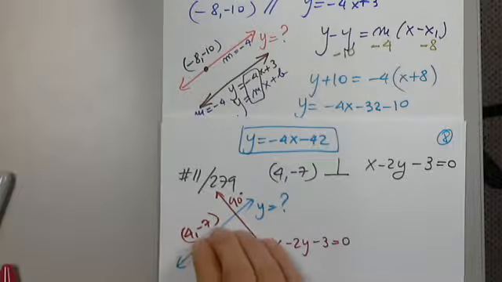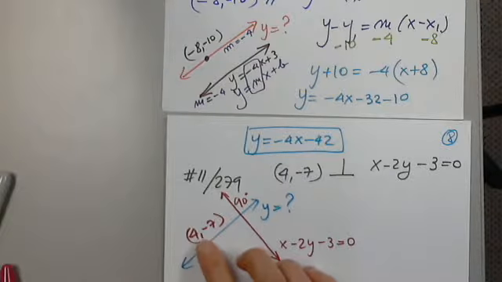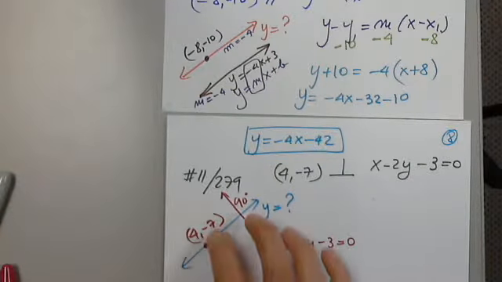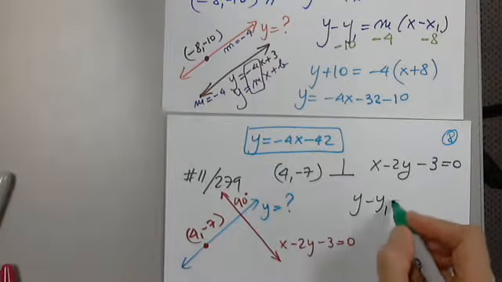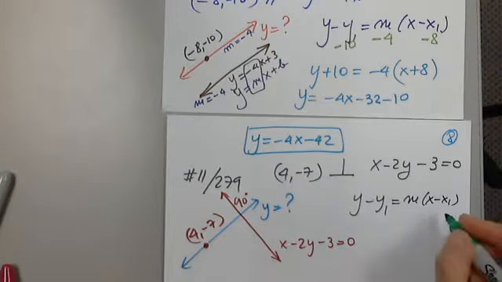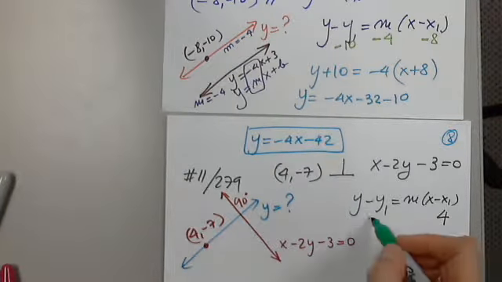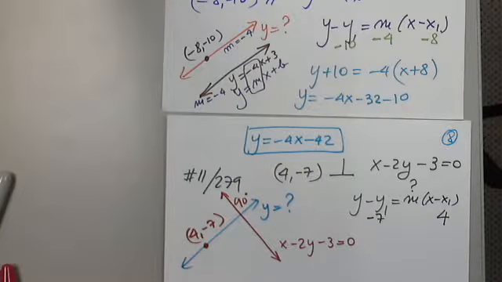I'm asking myself, is this the 0, a number? Is this the y-intercept? No. So I have to think of y minus y1 equals the slope times x minus x1, in which x1 is 4 and y1 is -7. But I am missing a big or important piece of the puzzle. What am I missing? I'm missing the slope.